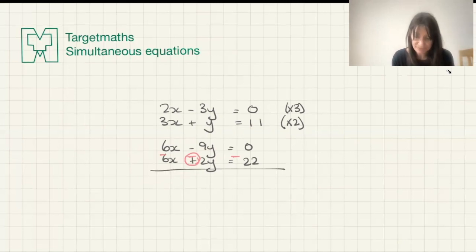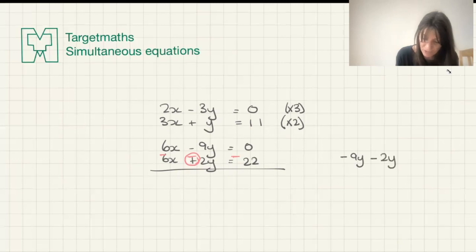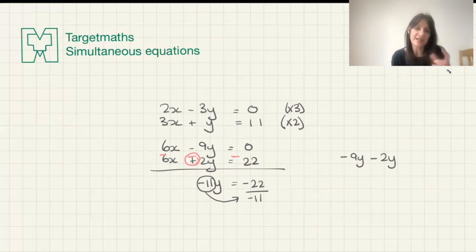So my x's have gone. I have got minus 9y. A plus and a minus makes a minus. So I've got minus 9 minus 2, which is minus 11y. And 0, take 22, is minus 22. So when I bring my negative 11 around to divide, it will land so that those 2 negatives are now making a positive. So y is equal to 2.